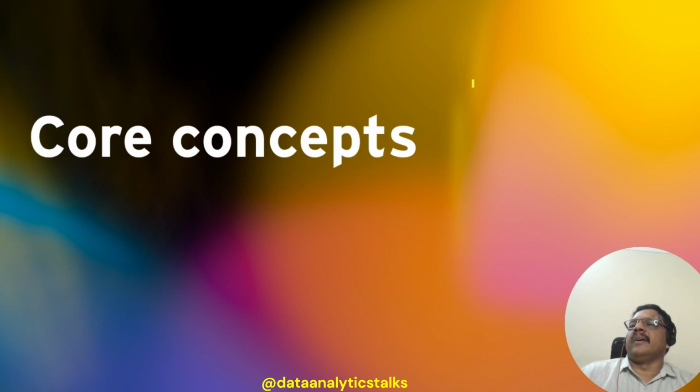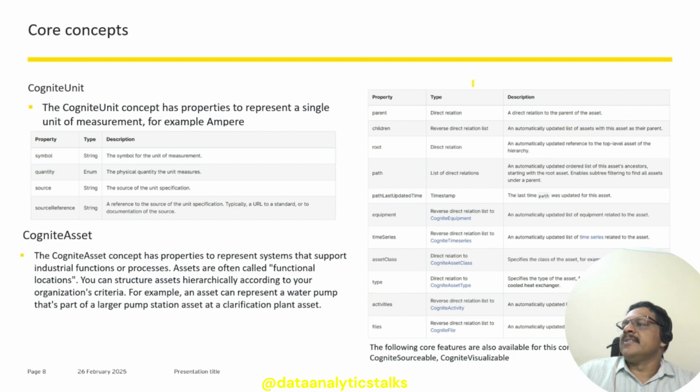Then let's look into the core concepts. Okay, I already mentioned the concept is specific to an instance, so it's not a generic thing. So Cognite unit is one of the core concepts. The Cognite unit concept has properties to represent a single unit of measurement. For example, ampere is a unit, so it has a symbol, it has a quantity, it has a source, it has a source reference. So there's a core Cognite unit.